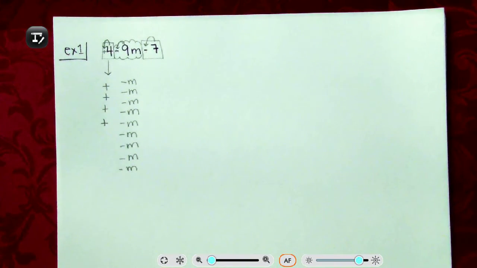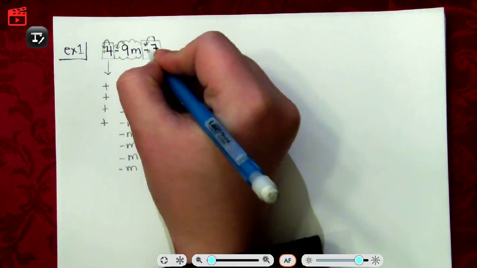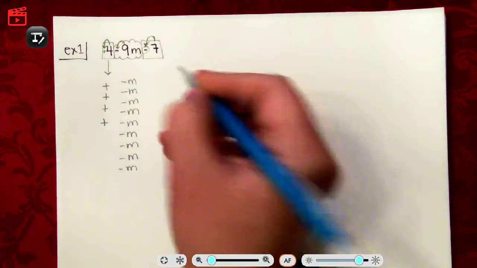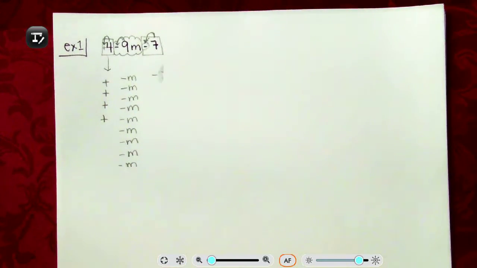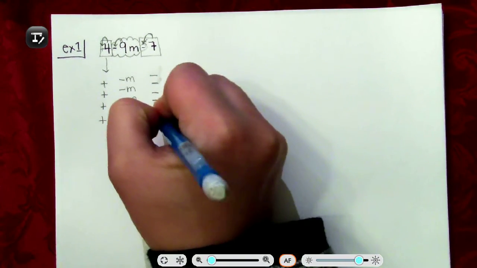And then again, we're doing the same thing for the -7. So how many 7s do we have? How many negatives do we have? Well, we have 7 negatives. Excuse me, let me erase them. We're just counting negatives. So we have 1, 2, 3, 4, 5, 6, 7.